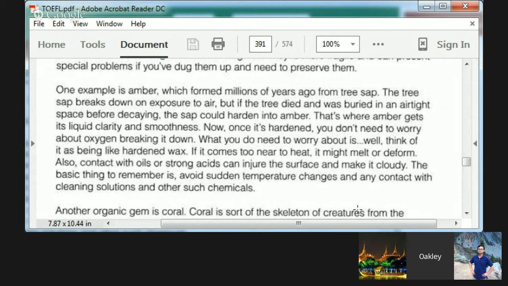Now, once it's hardened, you don't need to worry about oxygen breaking it down. What you do need to worry about is, well, think of it as being like hardened wax. If it comes too near heat, it may melt or deform. Also, contact with oils or strong acids can injure the surface and make it cloudy. The basic thing to remember is avoid sudden temperature changes and any contact with cleaning solutions and other such chemicals.